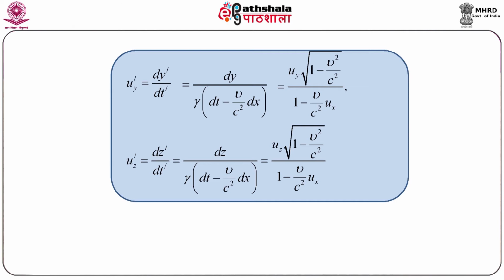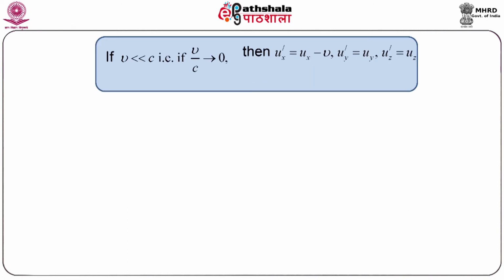When v by c tends to 0, u'_y becomes u_y. This becomes 1, this becomes 0, so the denominator also becomes 1. So, this becomes u_y. Similarly, u'_z is equal to u_z when v becomes much less than c. We have written this result here.